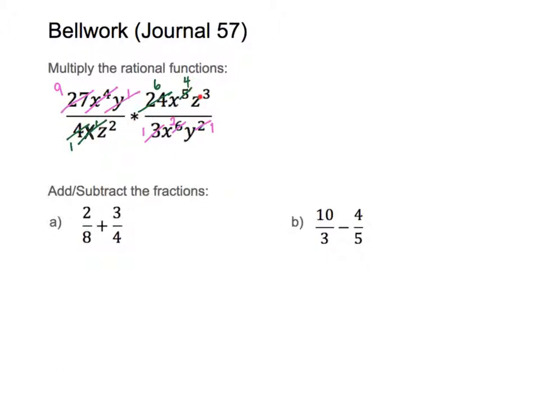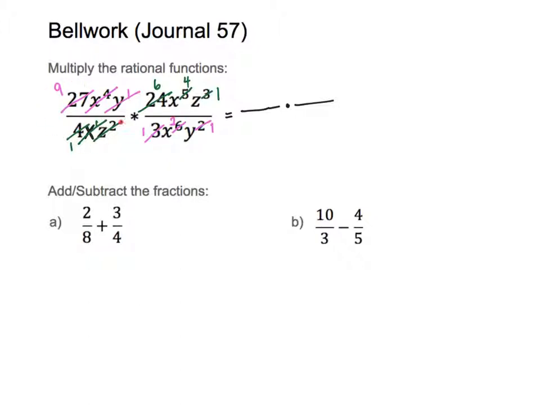Now I'm going to take a look at the z's. This is z squared, whereas this is z to the third power. So z squared is smaller, so I'm going to cancel that out. 3 minus 2 on this z would give me 1. Okay, let's write down what we have.